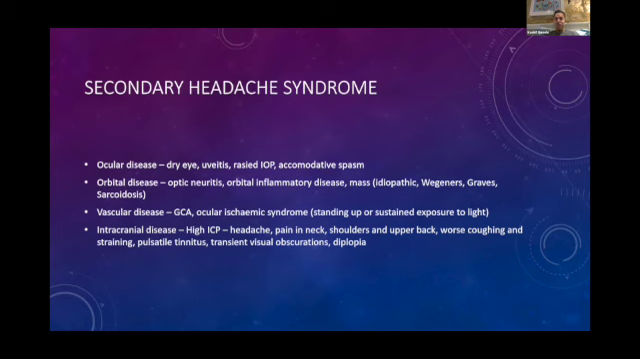Ocular ischemic syndrome, they will get a headache when standing up or sustained exposure to light. Intracranial disease, high intracranial pressure, they tend to get a headache, pain in their neck, the shoulders and upper back, and it's worse on coughing, straining. They sometimes get pulsatile tinnitus, which is ringing in their ears. And as I said before, transient visual obscuration. So the vision disappears like this for a few seconds and then it comes back. Sometimes double vision as well.